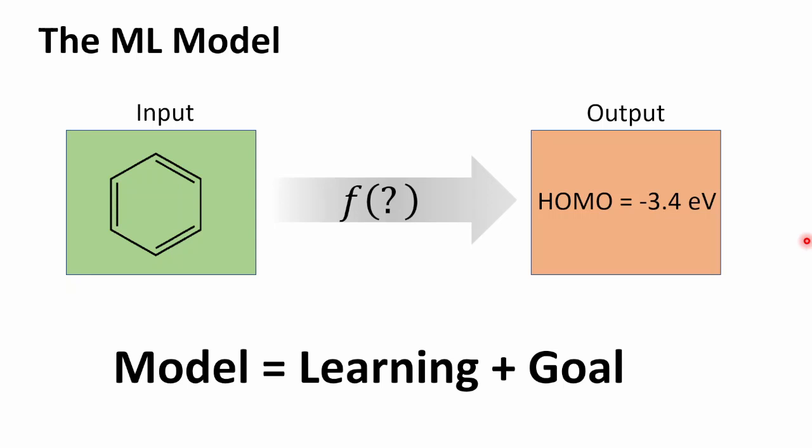In the previous lesson, we established that we have an input which is a molecule and an output which is a property, and the machine learning model is one that takes the input of molecule and gives us the property as the output. But deciding what the machine learning model should be needs two criteria to be taken into account. One is learning and the other one is the goal.